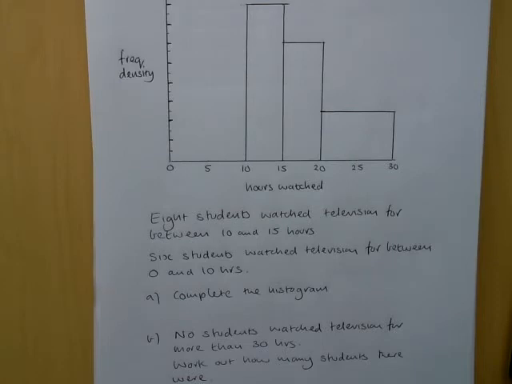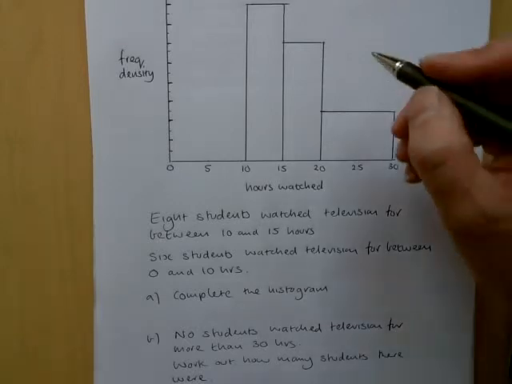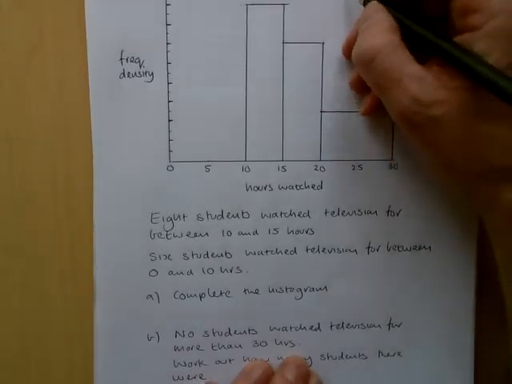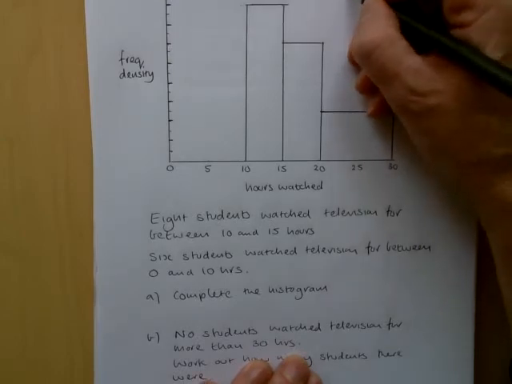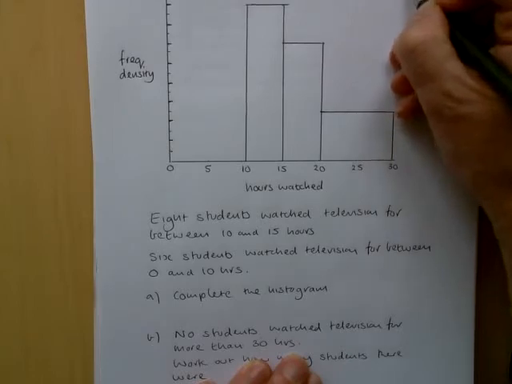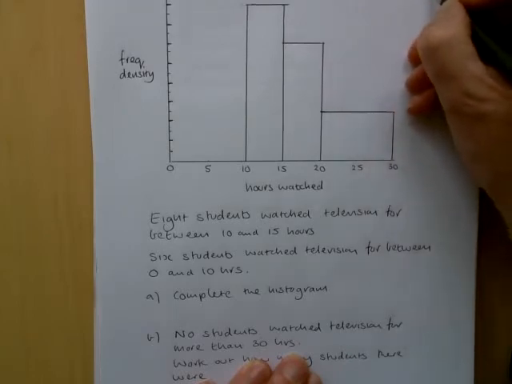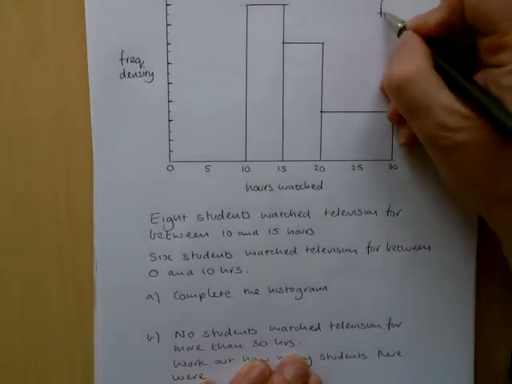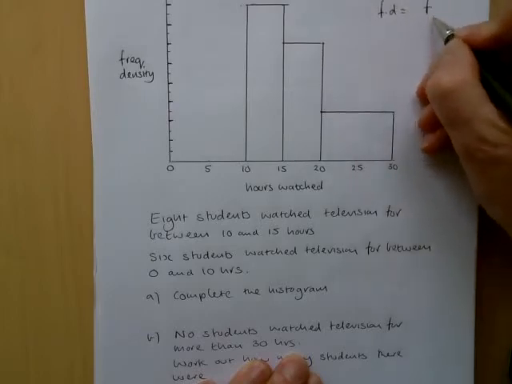The second part of the question tells us that no one watched television more than 30 hours, so how many students altogether last how much TV they watched. I remind you once again, the key to answering questions with frequency, so with histograms, is to know the formula: the frequency equals the interval width times the frequency density, or the frequency density equals the frequency divided by the interval width.